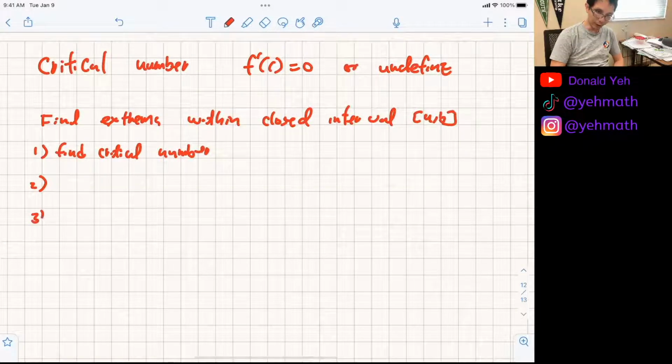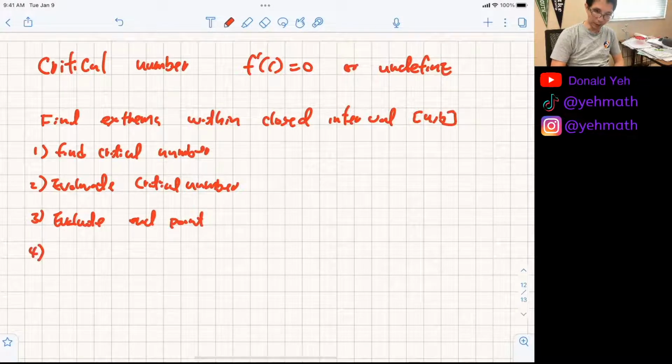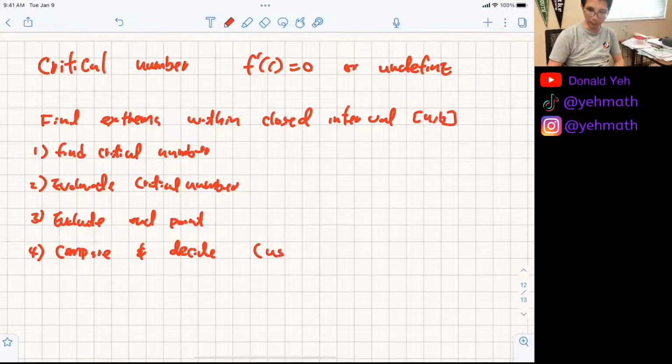Second and third, you have to evaluate the critical numbers and evaluate the endpoints. Don't forget about endpoints because it's super important. And four, you have to compare and decide, using a table.